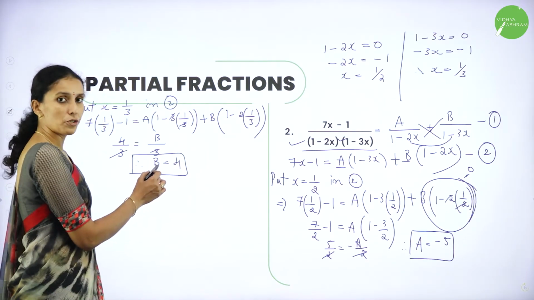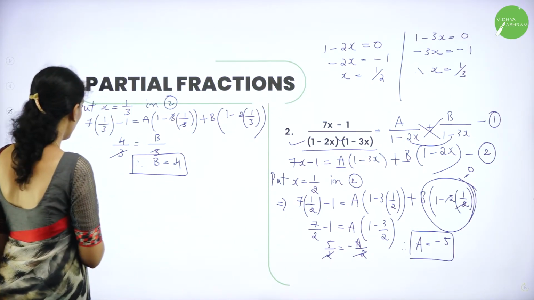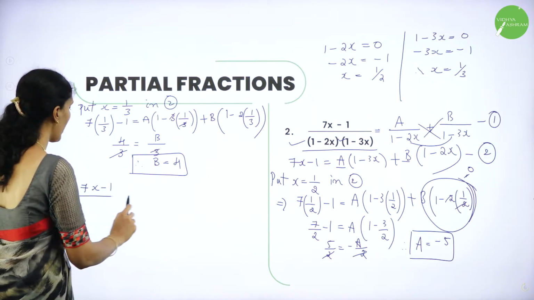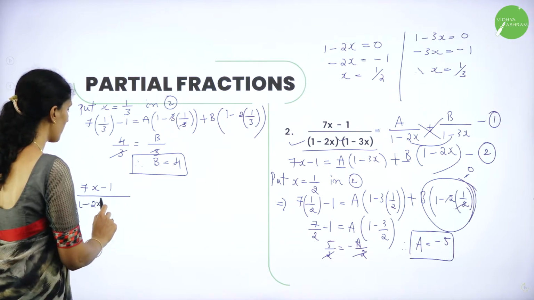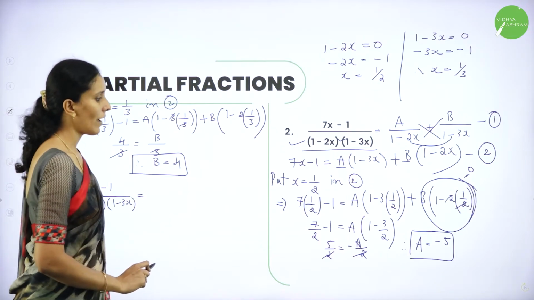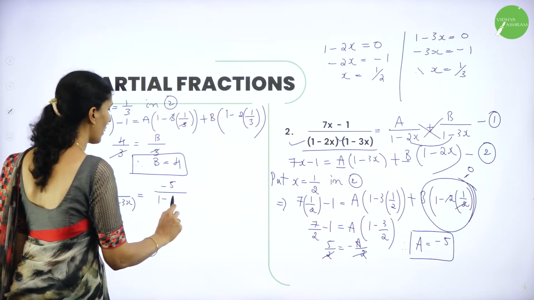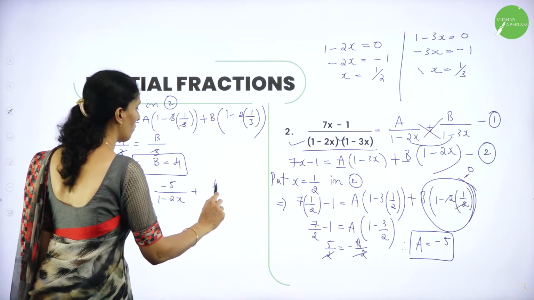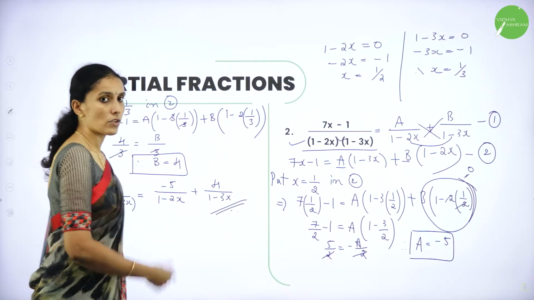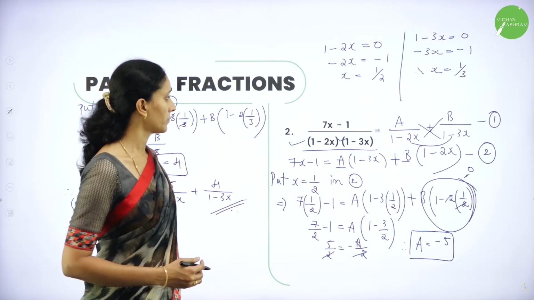So now substitute the value of b as well as a in equation 1. So therefore, 7x minus 1 divided by 1 minus 2x into 1 minus 3x can be written as, the value of a is minus 5, so minus 5 divided by 1 minus 2x plus 4 divided by 1 minus 3x. So we have resolved it into partial fractions. We'll check one more problem.